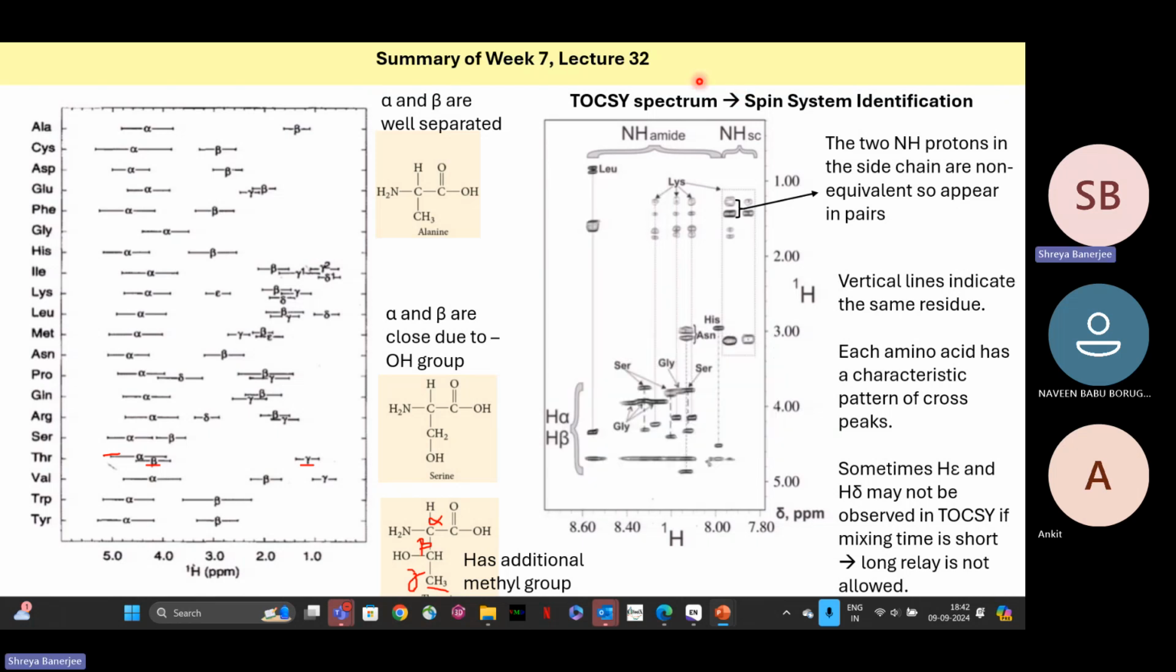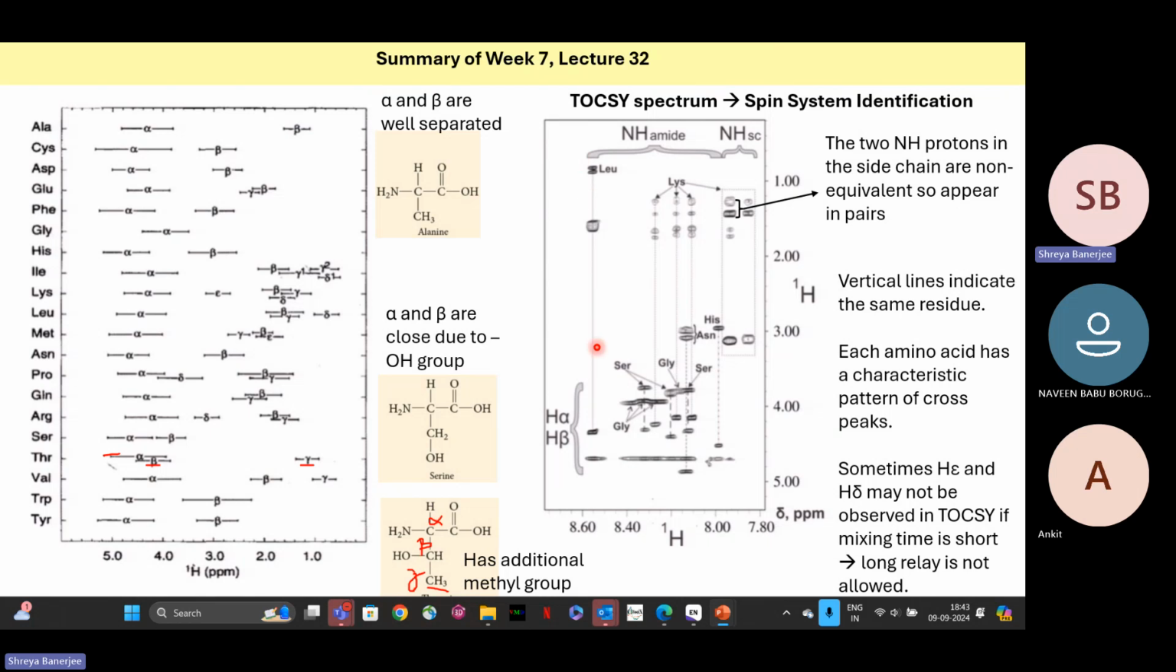Then you can have your 2D NMR spectra, where the TOCSY spectra is mostly used for spin system identification. What does that mean? Spin system identification basically means that you're identifying the particular amino acid. So using TOCSY and COSY spectra, we can find out the sequence of amino acids there. We will go into more details a bit later. This is just a basic TOCSY spectra that is shown here.